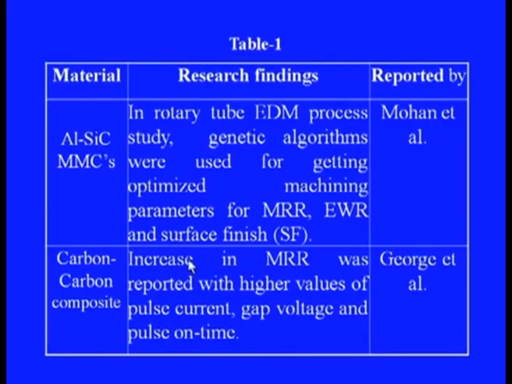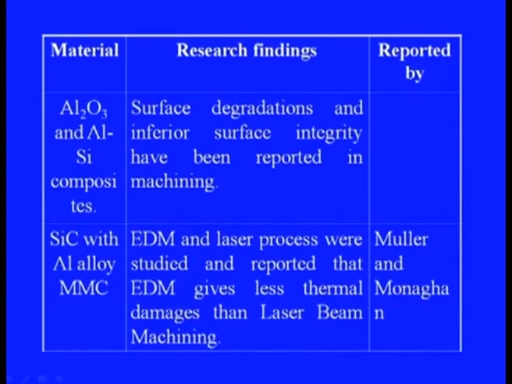Mohan and his co-researchers have suggested one process. This is the rotary tube EDM process. Then George and his co-researchers have also used the EDM process for carbon-carbon composite machining, and they have reported an increase in the MRR. Then alumina and aluminum silicon composites were machined in another attempt, where people have observed surface degradations and inferior surface integrity.